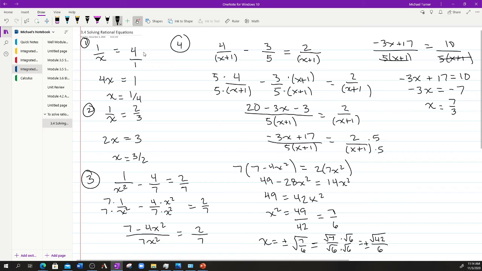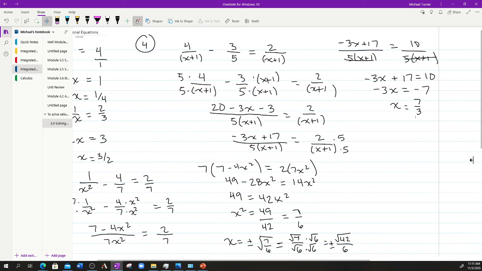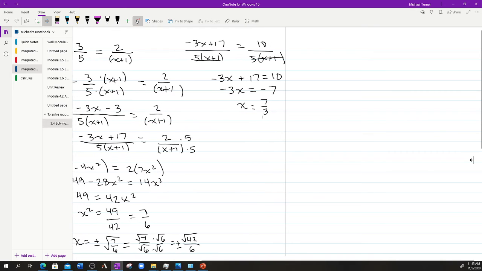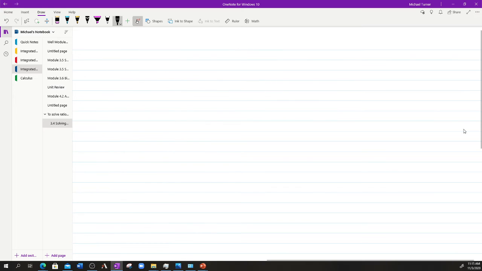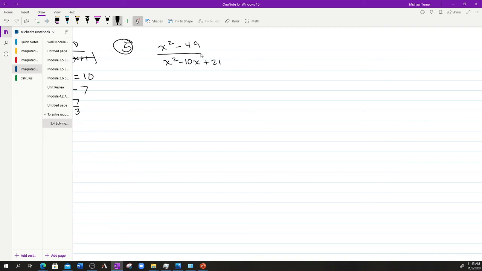Continuing on that point, like we saw in number 4, where I'm sort of rearranging it so that I have the same denominator, you could take that a step further, like we did in 4.3, where we're looking at possibly factoring, depending on the given problem. So let's look at something like number 5 here, where I have x squared minus 49 over x squared minus 10x plus 21, and that is equal to 6 over x minus 7 plus 6 over x minus 3.